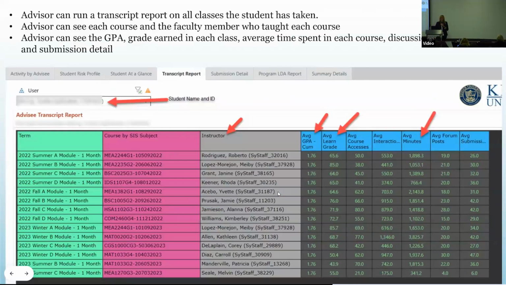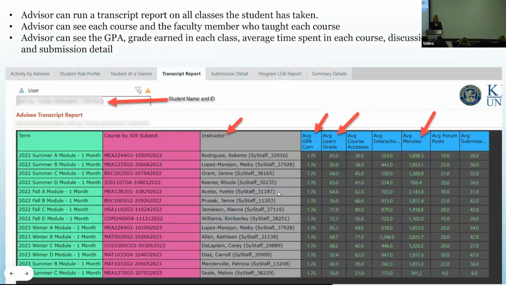And then the advisor can also run a transcript report on all the classes the student has taken. So they can see not only when they took the class, they can see the course, again, the instructor of the course, their CUME GPA, where this student is on probation, their average learn grade, which is the grade that they got in their class, how many times they've accessed those courses, and then the average interaction with content, how many minutes they've spent. And you can see the students spend a good amount of time in their courses.